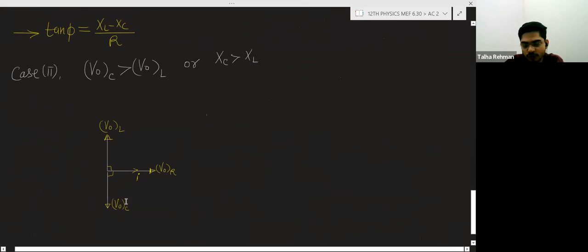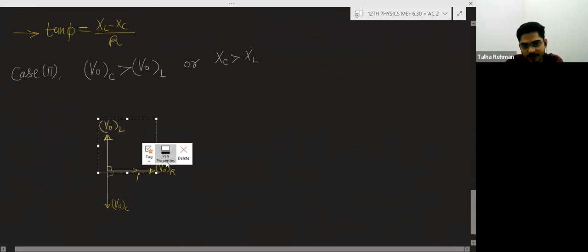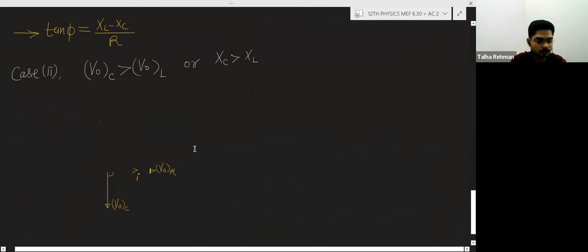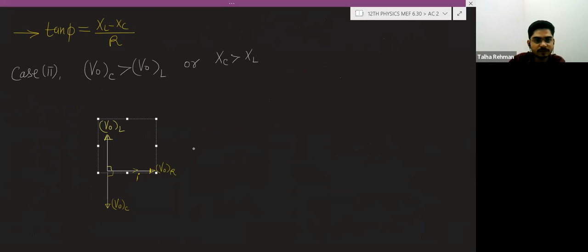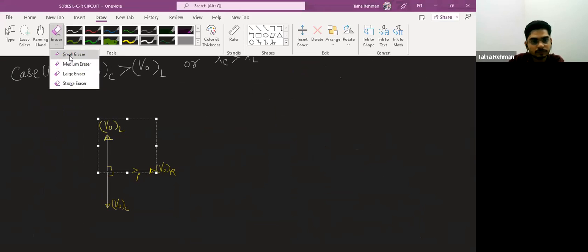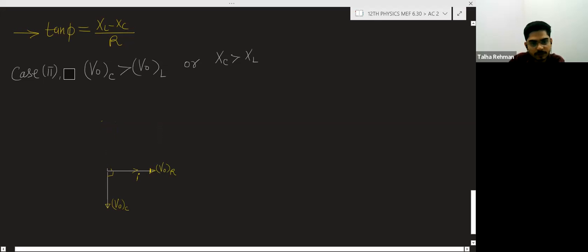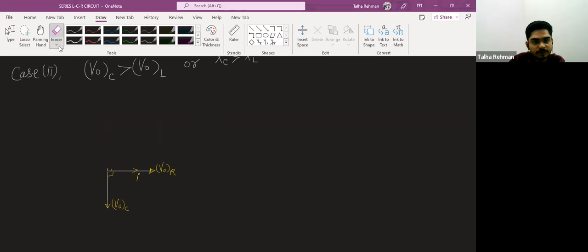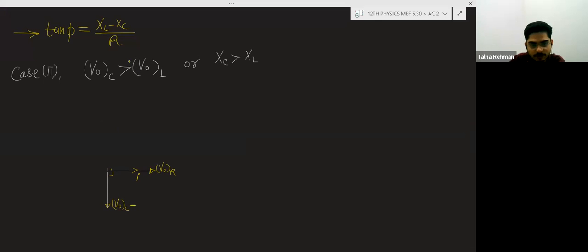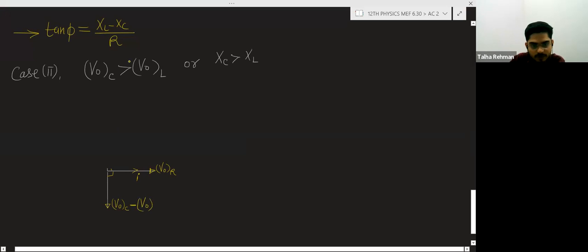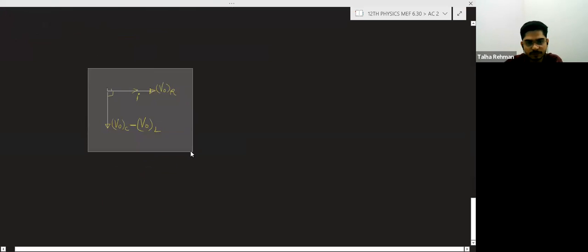So we can, this V naught C is greater, na? So we can modify this diagram and we can write, this will be the diagram, and there will be a slight modification here. Here we can write this is V naught C minus V naught L. Okay, V naught L. So this will be the phasor diagram.